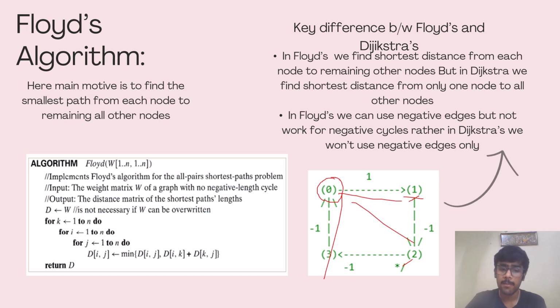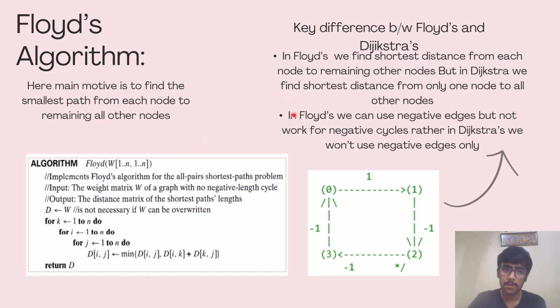Another difference between Floyd's and Dijkstra's is that Floyd's can contain negative edges, that is, the weights of the edges can be negative, whereas in Dijkstra's the weights of the graph should not be negative. And in Floyd's we should not contain a negative cycle, that is, the sum of all the edges should not be negative. These are the key differences between Floyd's and Dijkstra's.